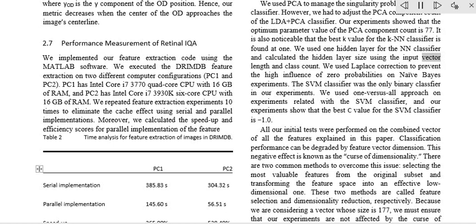Classification performance can be degraded by feature vector dimension. This negative effect is known as the curse of dimensionality. There are two common methods to overcome this issue: selecting the most valuable features from the original subset and transforming the feature space into an effective low-dimensional one. These two methods are called feature selection and dimensionality reduction, respectively. Because we are considering a vector whose size is 177, we must ensure that our experiments are not affected by the curse of dimensionality side effect. We performed two feature selection approaches, a genetic algorithm and a forward selection method. All the experiments were executed on PC1. The time comparison of the methods is listed in Table 3.